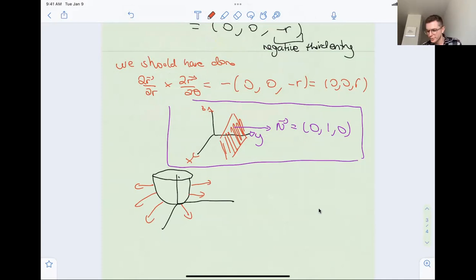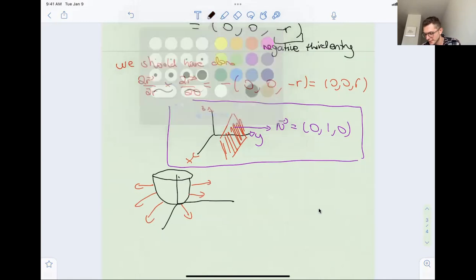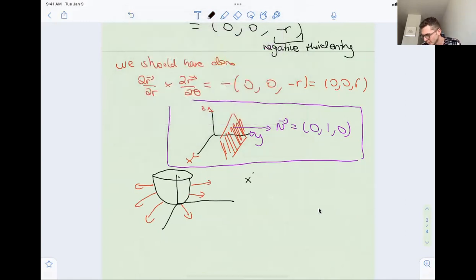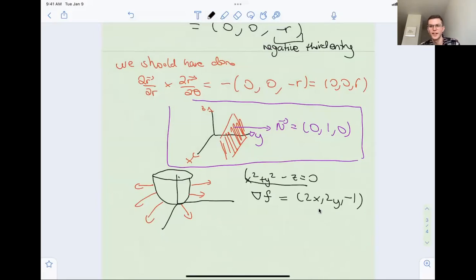Here's another way to secretly get it. It depends on how you think about it, but if you think of the salad bowl as x squared plus y squared minus z equals 0, the gradient of this level surface would be (2x, 2y, -1).